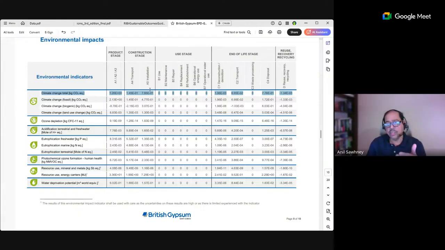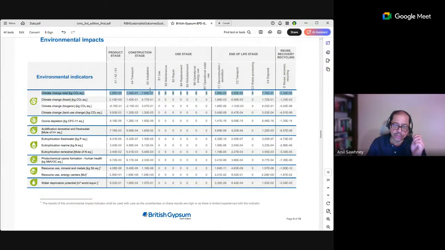So you don't even need to do first principles calculations for your A5 emissions. Since this Gyprock, this drywall gypsum board, during use doesn't have any emissions, right? It's not that you're going to repair it, you're going to replace it in a very systematic fashion. So B1 through B7 are all zeros. Then they have calculated C1, C2, C3, C4. Since it's Gyprock, there is no waste processing.